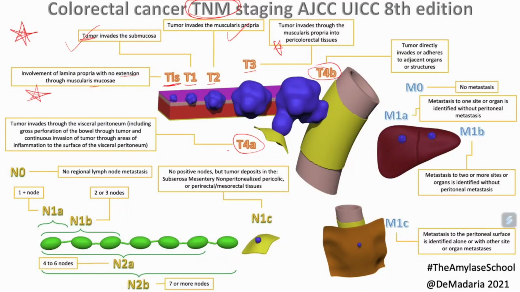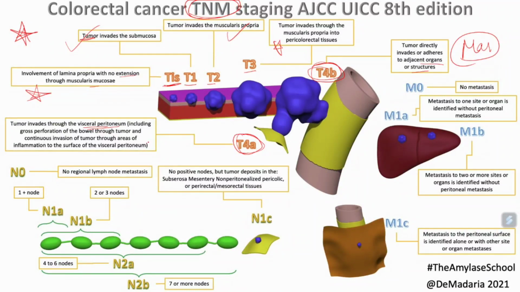In T4A, which is the fifth stage, the tumor invades the visceral layer also. And the last stage, the sixth stage, is T4B. Here you can see the tumor directly invades or adheres to the adjacent organs. So in T we have TIS, T1, T2, T3, T4A, and T4B. These are different stages based on the involvement of the tumor.